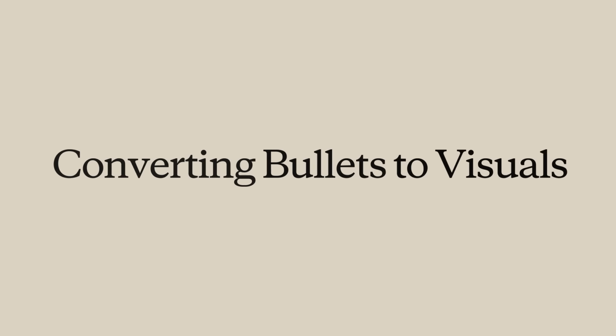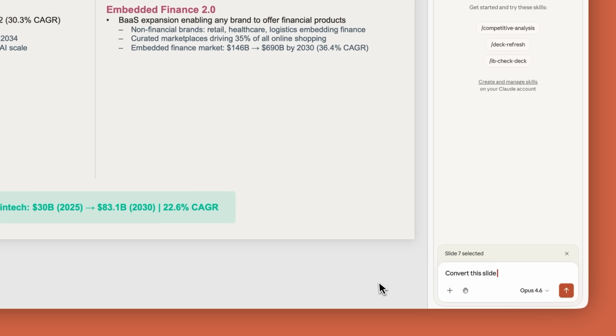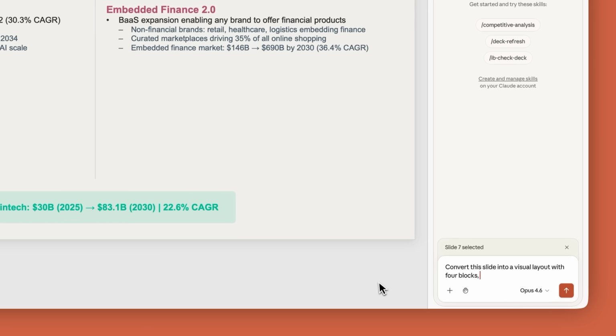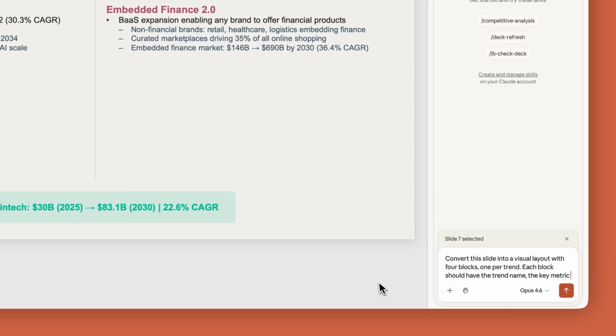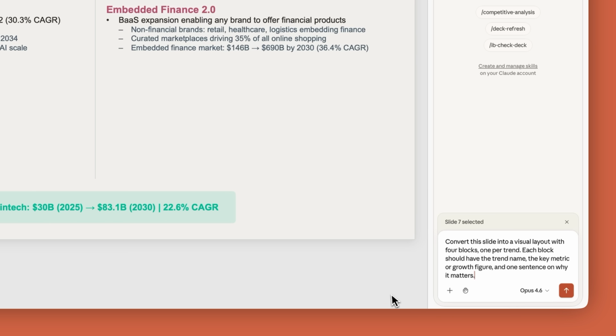Bullet-heavy slides are one of the most common presentation problems. Claude can convert them into native PowerPoint visuals. The emerging trend slide has 4 sections, each with nested bullet points. We can tell Claude, convert this slide into a visual layout with 4 blocks, 1 per trend. Each block should have the trend name, the key metric or growth figure, and 1 sentence on why it matters.